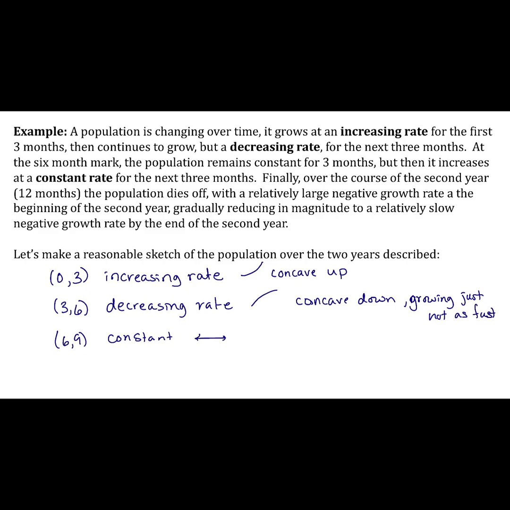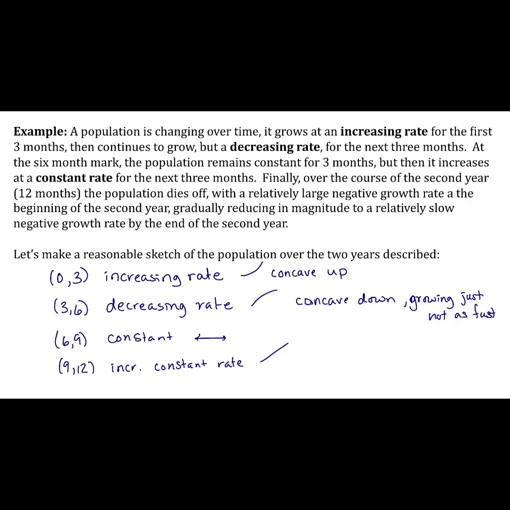But then it increases at a constant rate for the next 3 months. So from 9 to 12, it's increasing at a constant rate. Things that increase at a constant rate are linear, right? So that rate of change is always the same on that straight line. So increasing at a constant rate is going to tell us that we're linear.